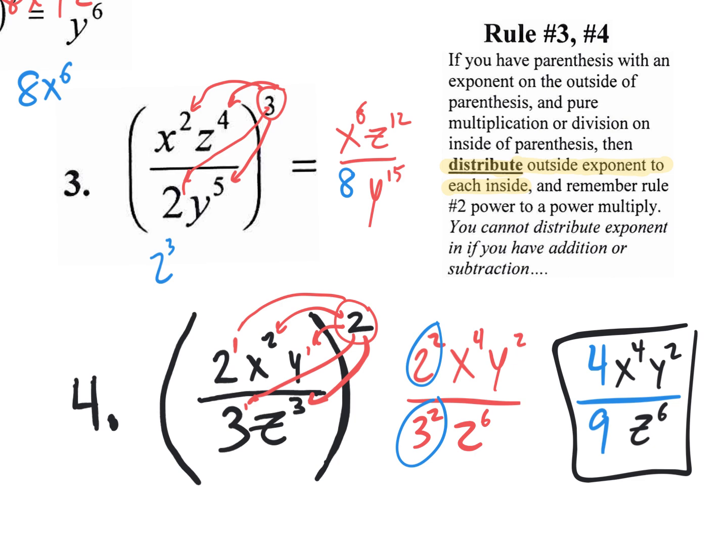Get it? All right, so rule 4, it's pretty much the same exact thing as rule 3. You're just distributing it to more terms because you have a fraction. Distribute it to everything up on top, everything on the bottom, every exponent up on top, and every exponent on the bottom. And remember that you multiply those powers. Let's move on to rule 5.